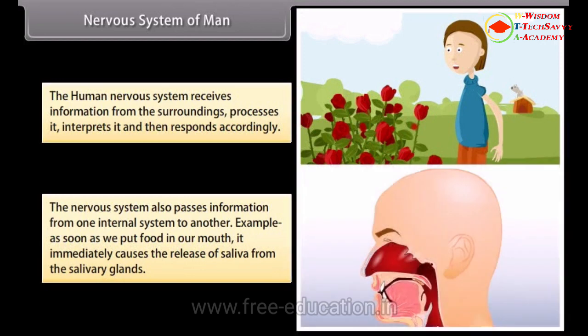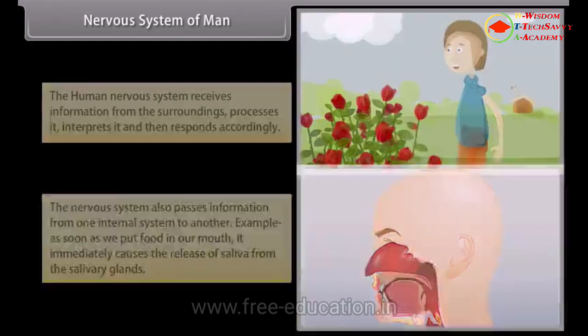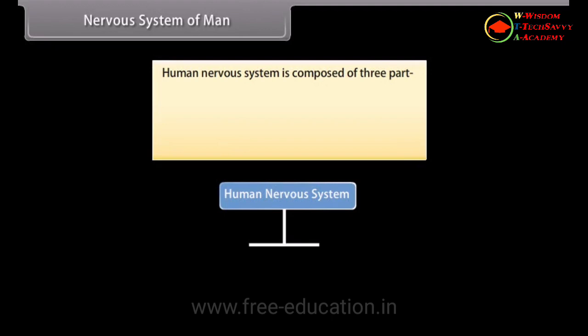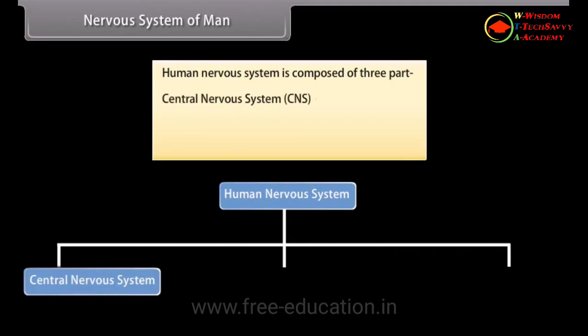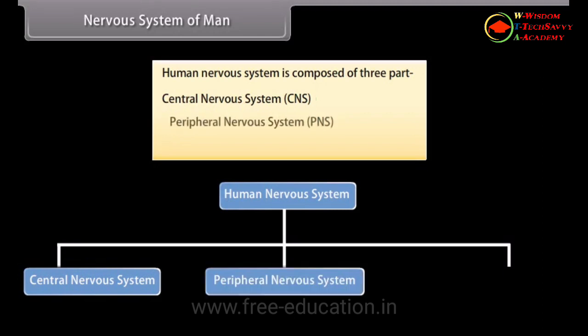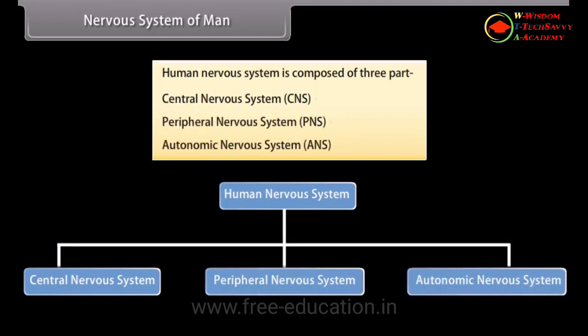The nervous system also passes information from one internal system to another. Example: as soon as we put food in our mouth, it immediately causes the release of saliva from the salivary gland. The human nervous system is composed of 3 parts: the central nervous system, CNS; the peripheral nervous system, PNS; and the autonomic nervous system, ANS.